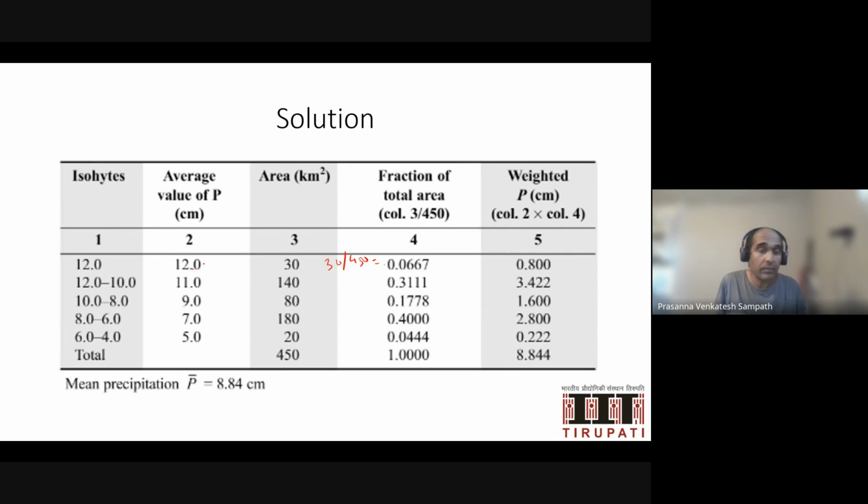Right. So for all the remaining ones, you take the average, 10 plus 12 divided by 2, 11, 8 plus 10 divided by 2, and so on. Right. And then you multiply them by the fractions, you get the weighted precipitation, add them all up, you get the total mean precipitation, which is 8.84 centimeters. Okay. Any questions? Any questions before we move on?